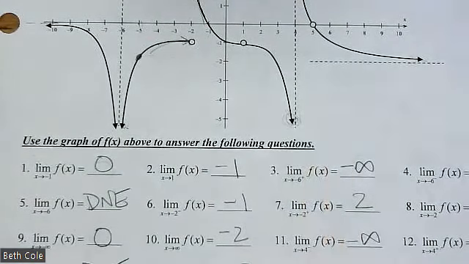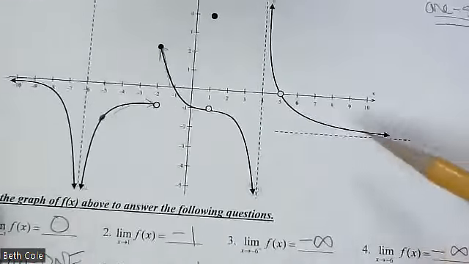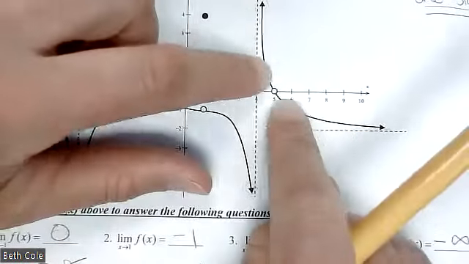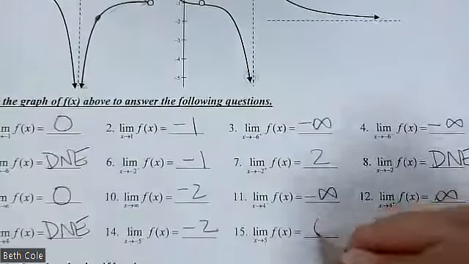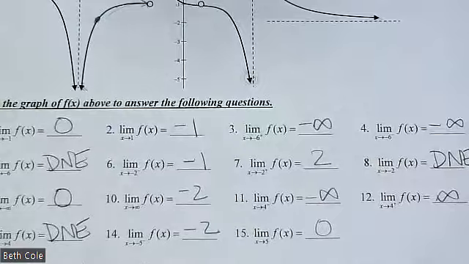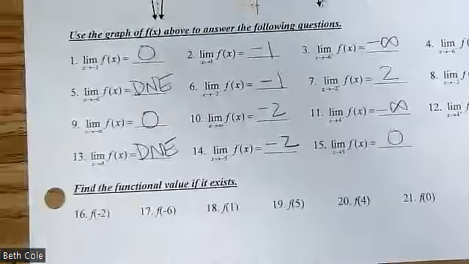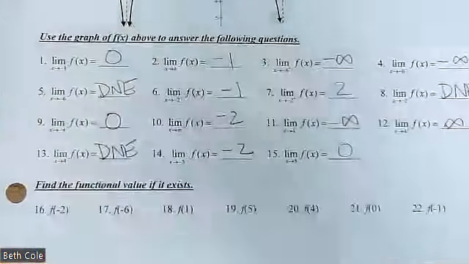All right, and then this last one is 5. So we're going to find 5. What is being approached from both sides? 0. Does it matter that there's actually a hole there? Not at all.